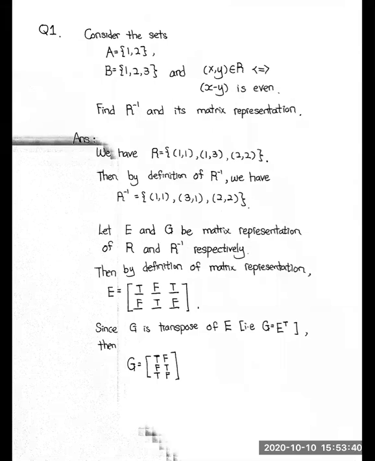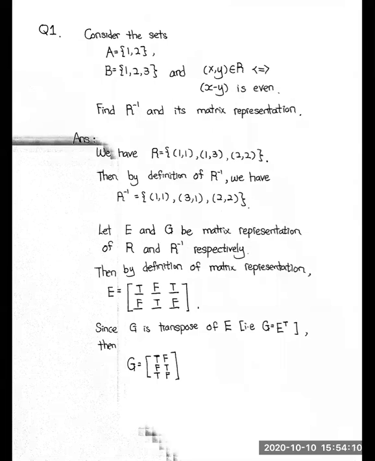First, let us see what the elements in R are. For any element (X, Y) in R, recall that X minus Y must be even. So in this case, we can easily verify that (1, 1), (1, 3), and (2, 2) are elements in R. Then by definition, R inverse means that we switch the positions. We will have R inverse equal to (1, 1), (3, 1), and (2, 2).